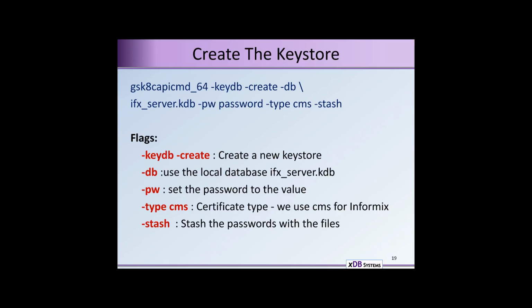Note that here we have ifx_server.kdb. So it's actually creating the file of that name, which is our DB server name. -pw and then our password. Please don't use password. -type, so CMS. This is our certificate type. Normally CMS will be our standard, and -stash will tell us that we're actually going to do a stash file for this rather than prompting for a password each time.